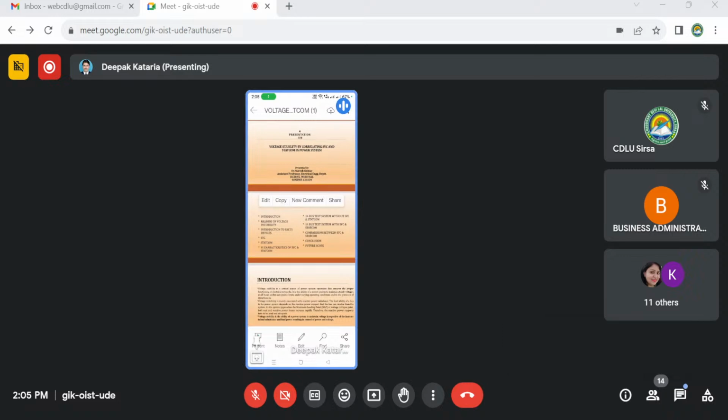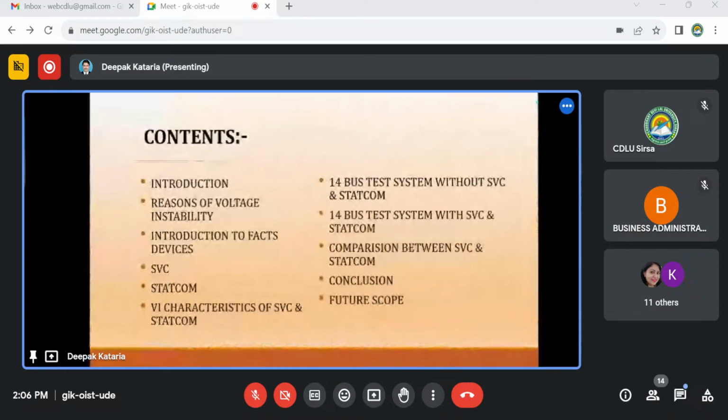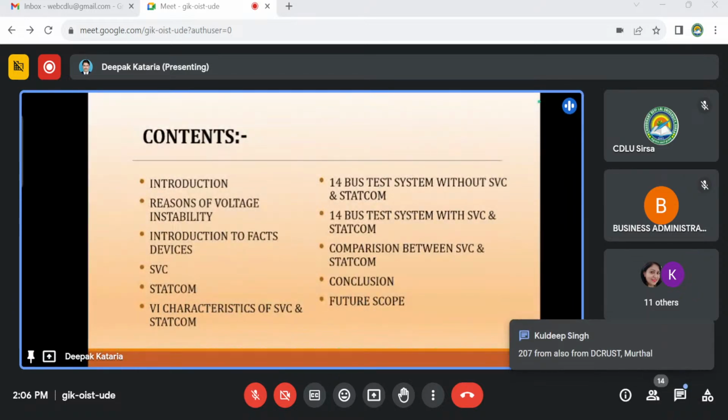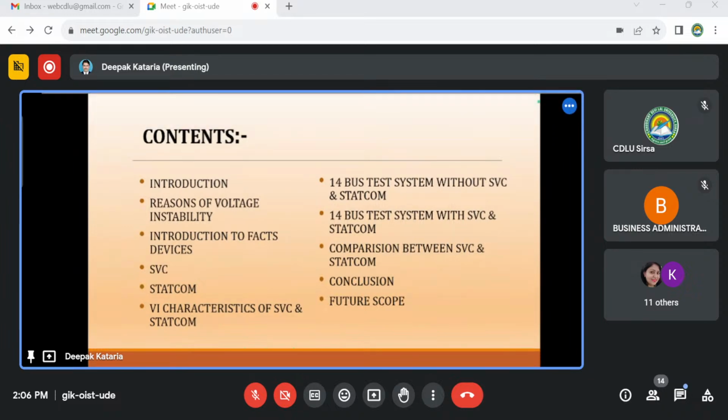So, my first paper ID is 205 and relates to voltage stability by correlating SVC and STATCOM in power system. The major contents are introduction, region of voltage instability, introduction to FACTS devices, SVC, STATCOM, and VI characteristics of SVC and STATCOM. I have taken a 14 bus test system without SVC and STATCOM, a 14 bus test system with SVC and STATCOM, comparison between SVC and STATCOM, conclusion and future scopes.